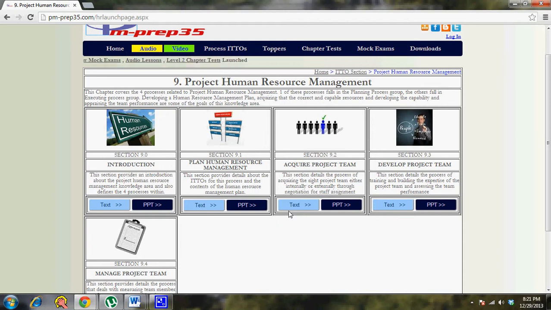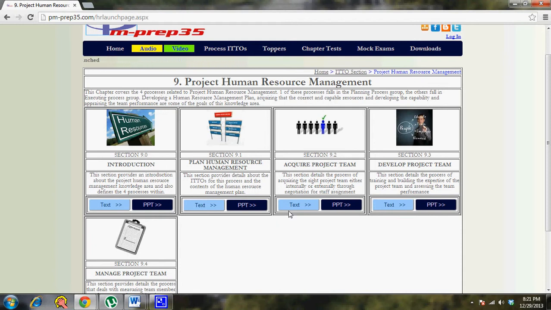In this session I am going to cover the plan human resource management process. This process is part of the human resource management knowledge area and it's a planning process. This process deals with the creation of the human resource plan and it's a subsidiary plan of the project management plan. Like any other subsidiary plan, this process deals with tailoring the processes of human resource management.